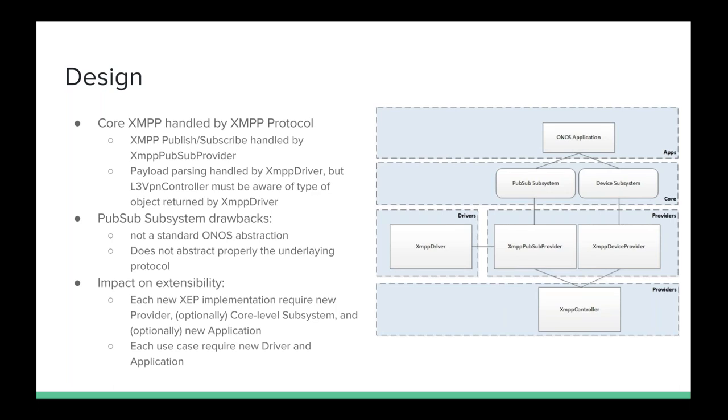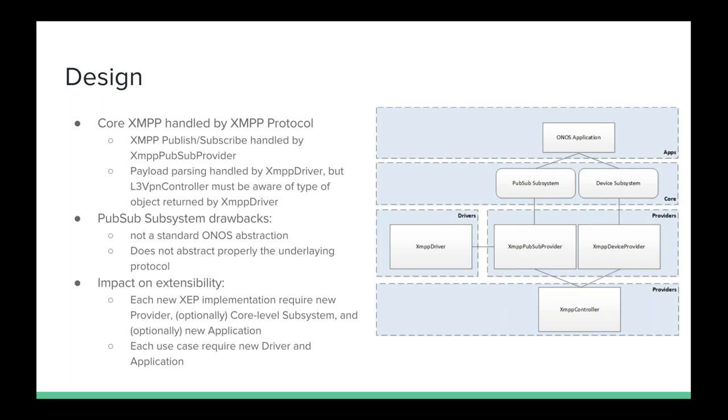And as the XMPP publish subscribe protocol is payload agnostic, we moved the parsing mechanism of XMPP to the driver subsystem to make it possible to parse new payloads, not only the data we are implementing. So if we want to add a new XMPP extension, we just need to add a new provider. But this design may be changed a little because of our perspective to integrate our solution with Gluon.